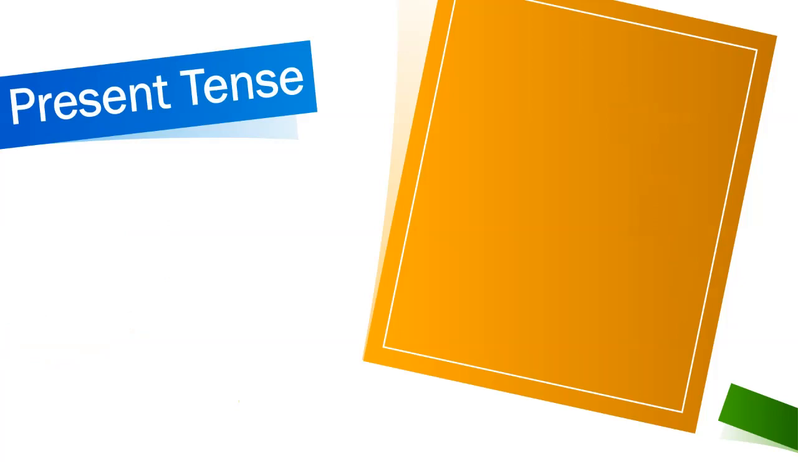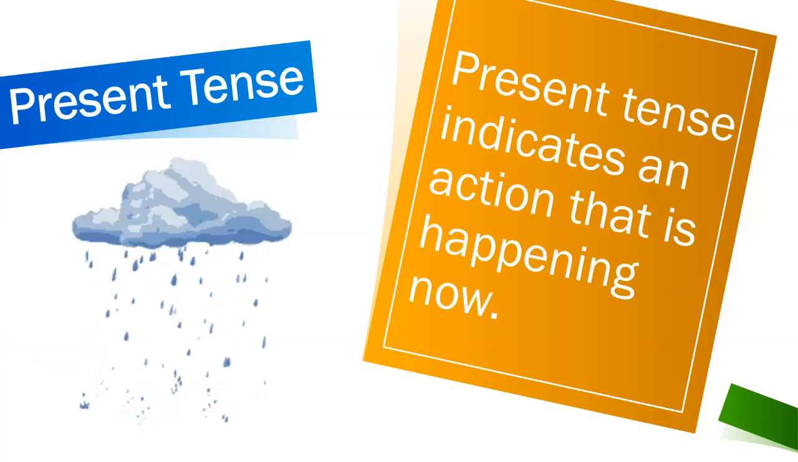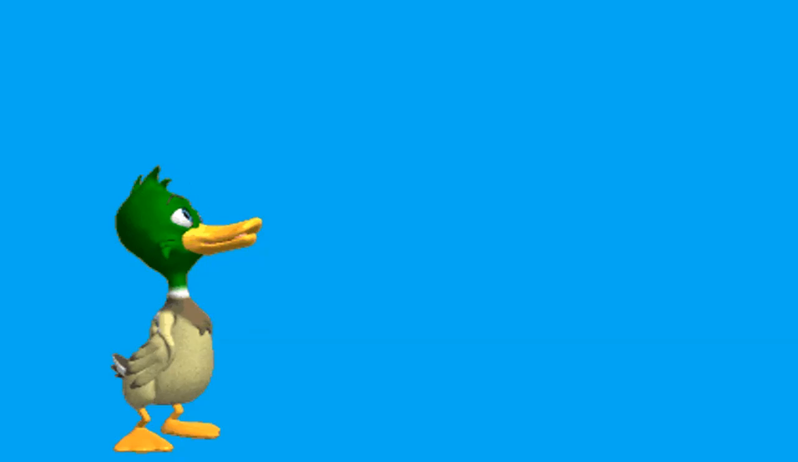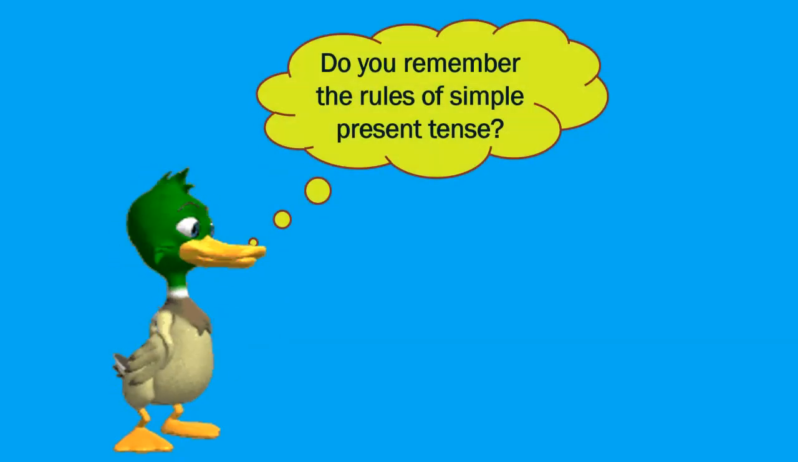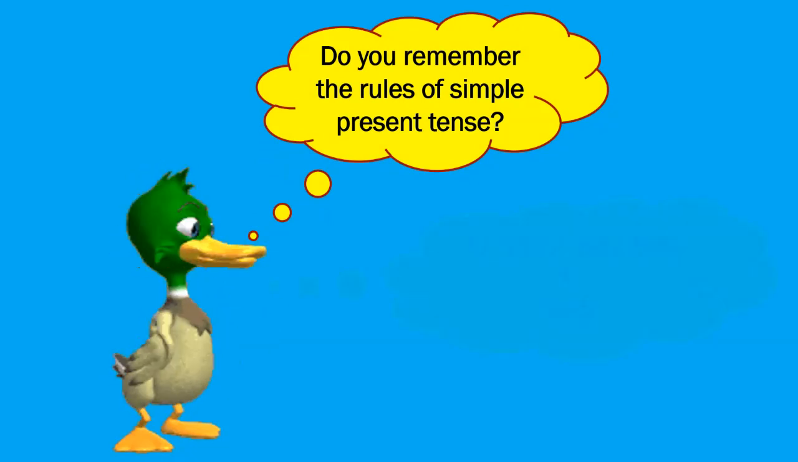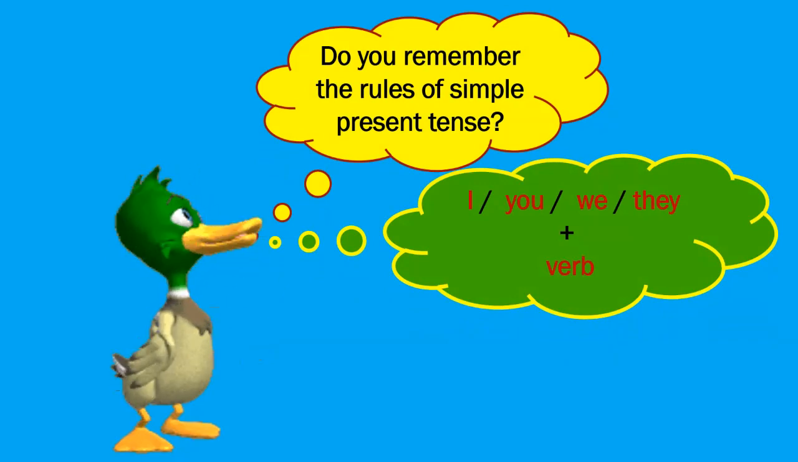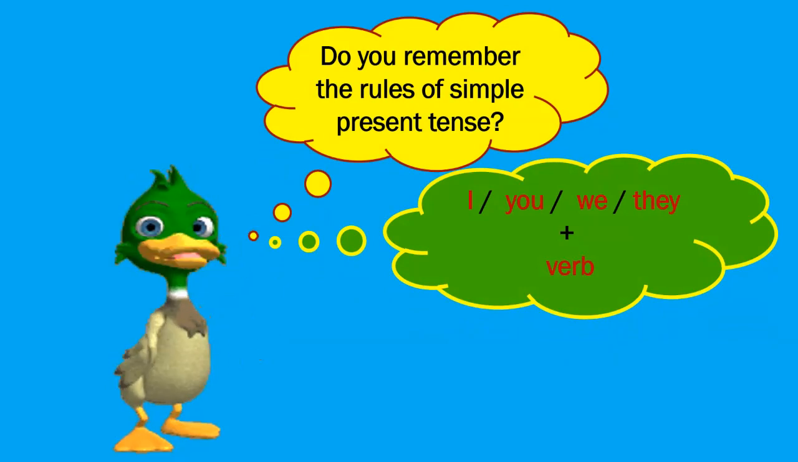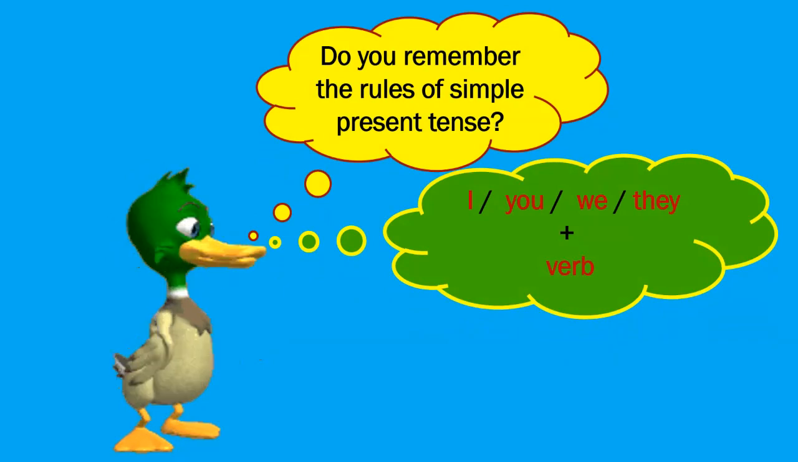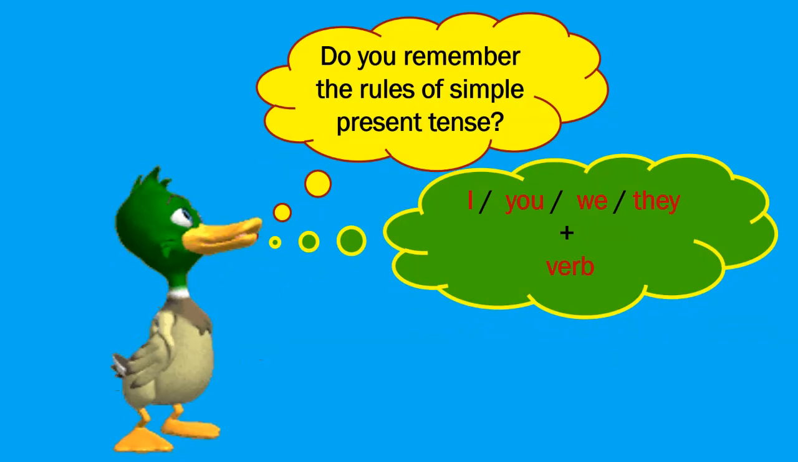Present tense. Let us find out about present tense. Present tense indicates an action that is happening now, like it is raining. Do you remember the rules of simple present tense, children? Good. With words I, you, we, they, we add a verb as it is. We do not add anything to the verb. We just use the verb. If the verb is play, we use it as it is. We don't do anything to it.